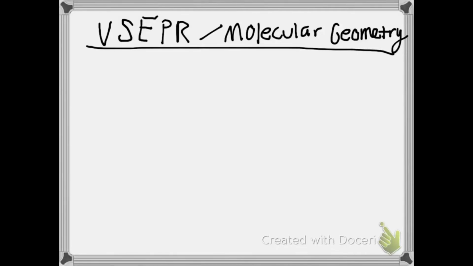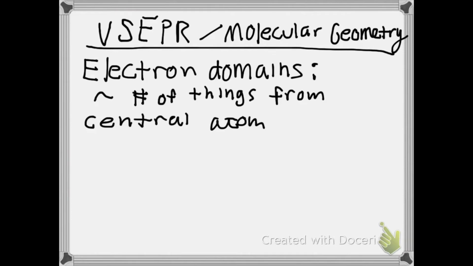Hello everybody. So today we're going to talk about valence shell electron pair repulsion theory and molecular geometry. And to start off, we really need to discuss what electron domains are. We are going to define electron domains as the number of things coming off of the central atom. Now it's very important to note that this is the number of different things coming off of the central atom, and these things are electrons.